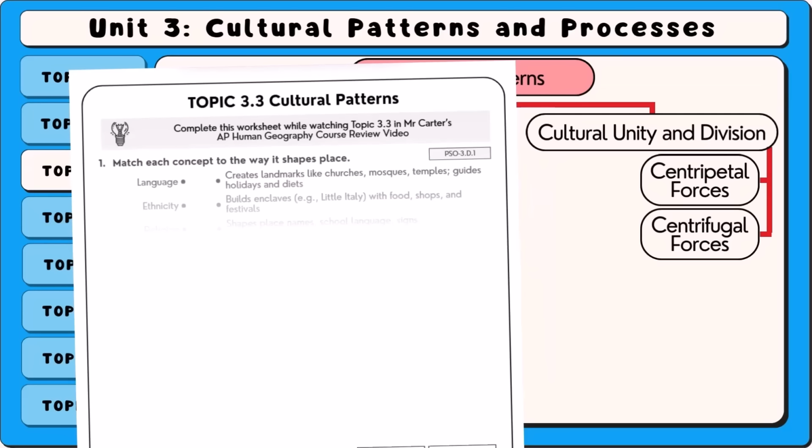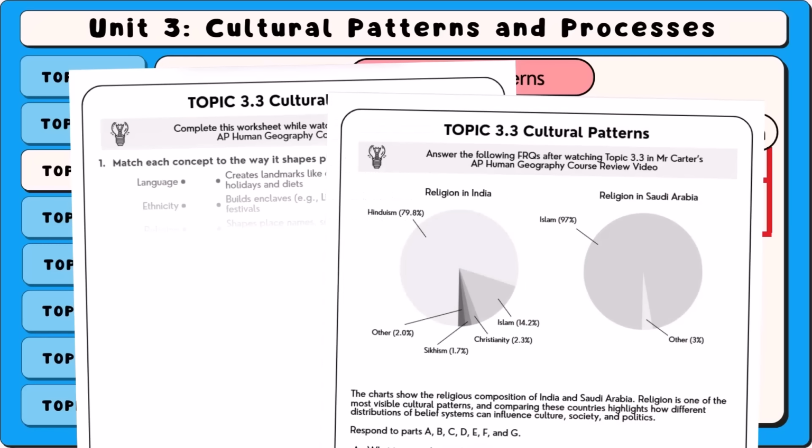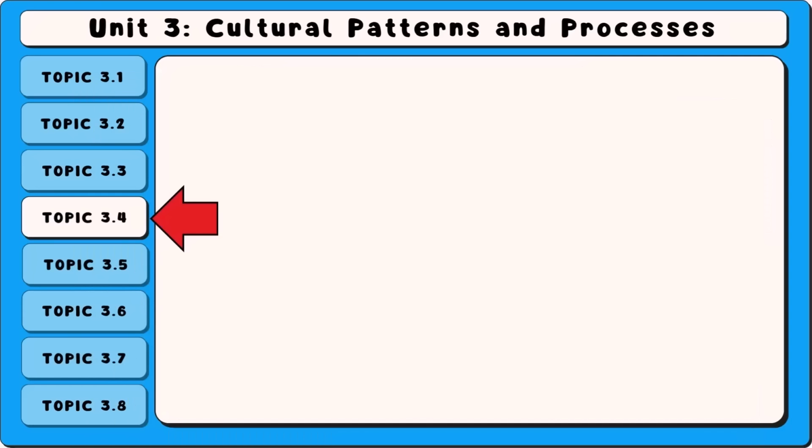Okay, that brings us to the end of topic 3.3. If you're following along with the study guide, check your answers for this section using the answer key before moving on. For this lesson's free response question set, you'll get to practice an exam-style question where you can interpret geographic data about this topic. And when you're ready, we'll move on to topic 3.4.